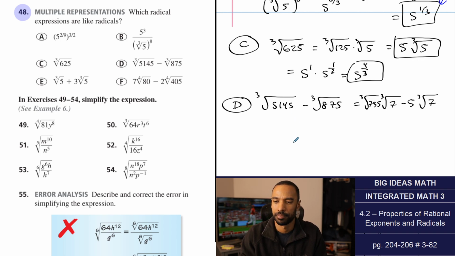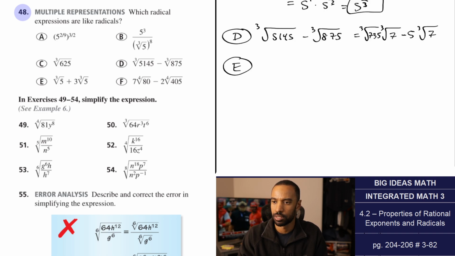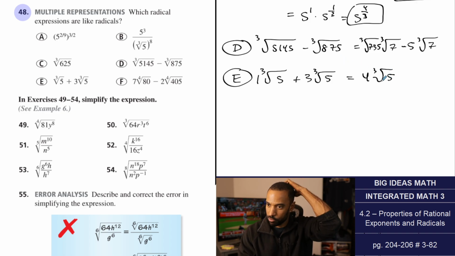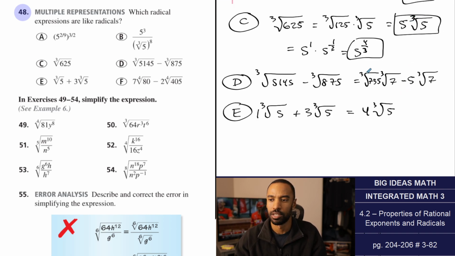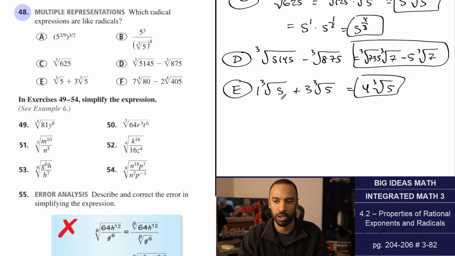Part E. Sorry, we're going to run out of paper space down here. Part E is the cube root of 5 plus 3 times the cube root of 5. Straight up, that's 1 times the cube root of 5 plus 3 times the cube root of 5. That's 4 times the cube root of 5. We did have 5 times the cube root of 5 over here. Keep in mind, they're not the same, but we did have that. So I'm just going to box this one, by the way. It's also different from all our other answers.